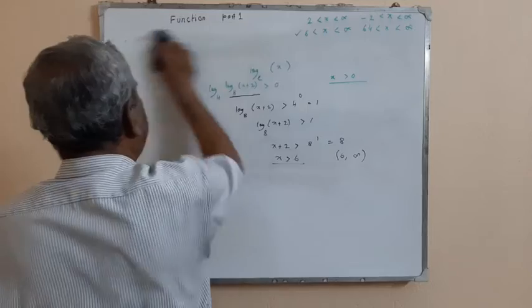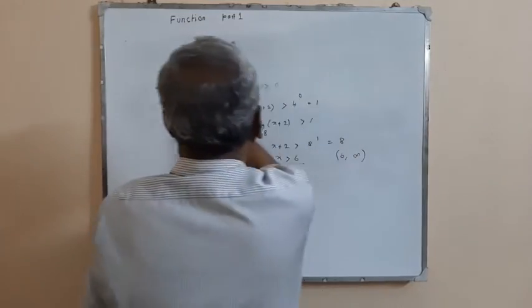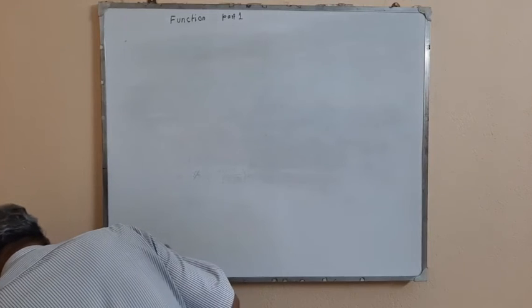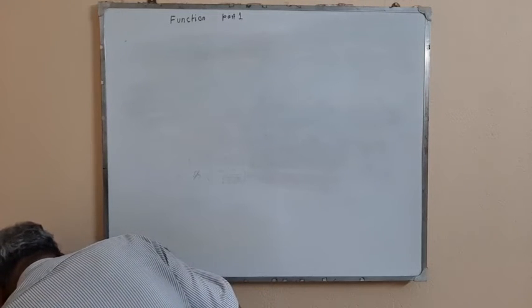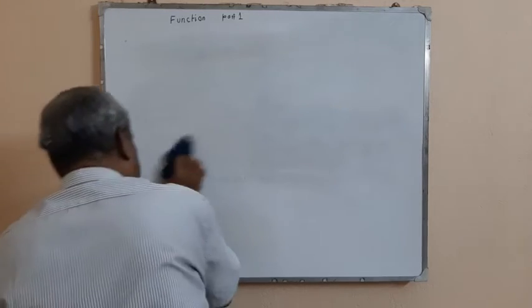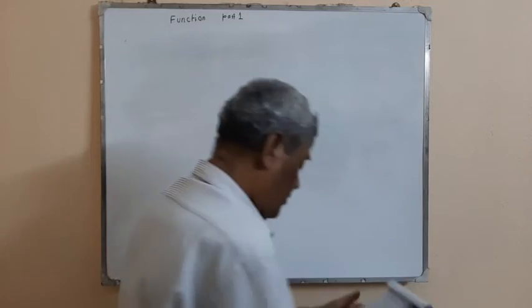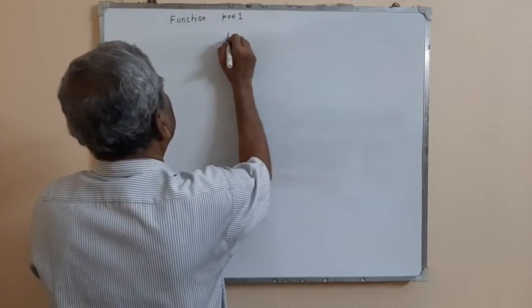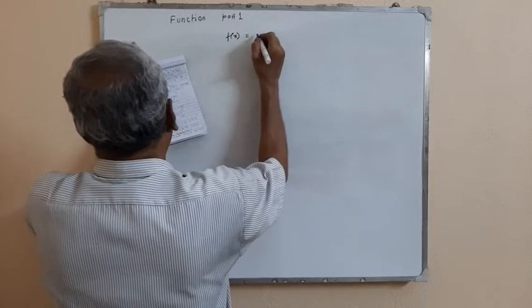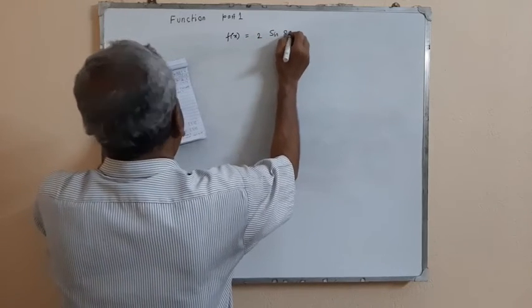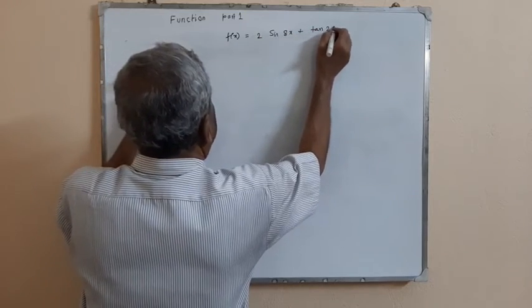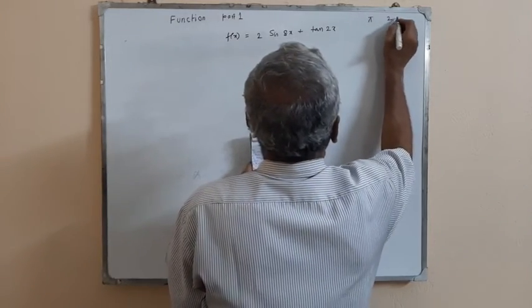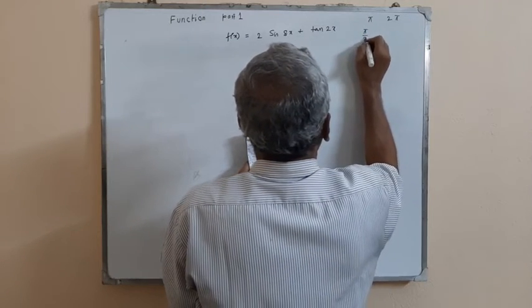Next. The period of the function f(x) equals sine of 8x plus tan of 2x is. Options: pi, 2 pi, pi by 2, pi by 4.